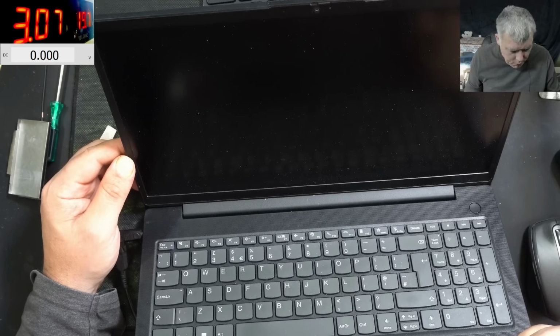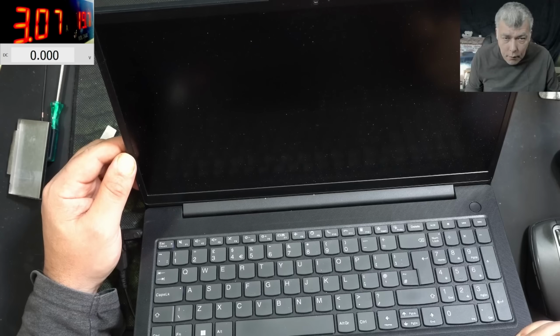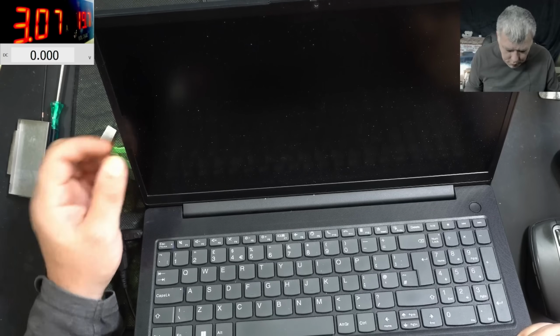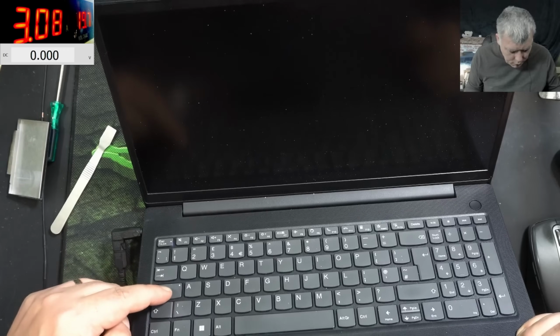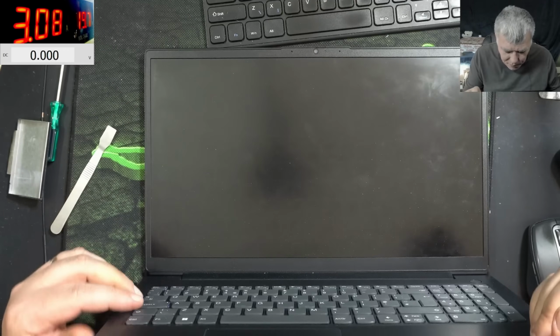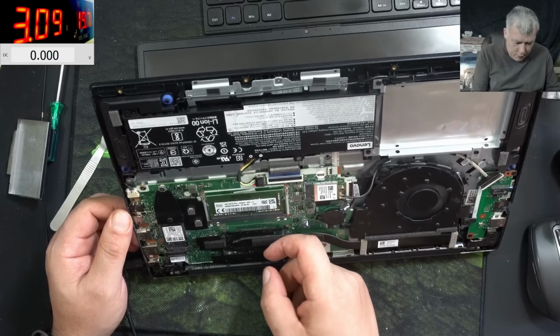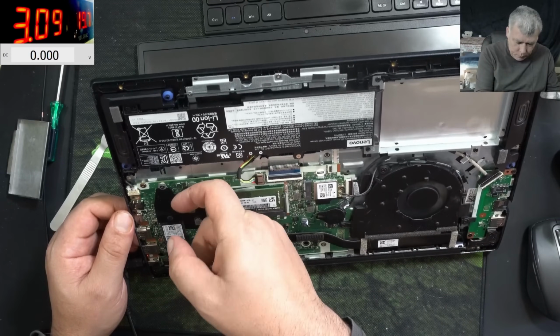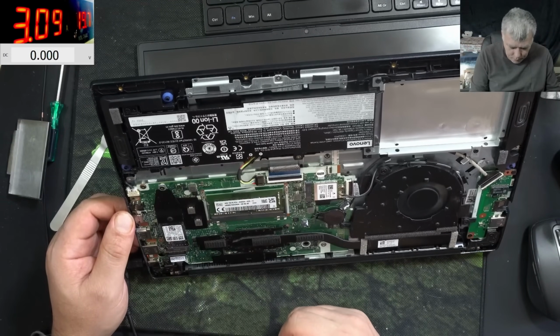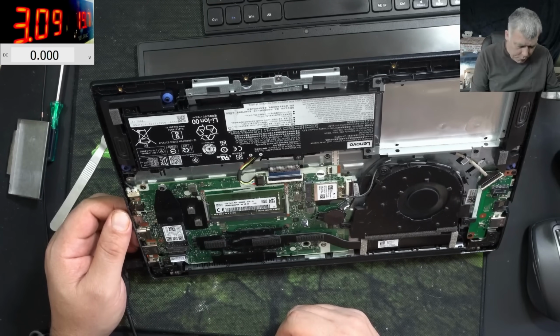It's taking like 3 amps. And it's doing exactly the same thing. Check here. So what can be the problem in this case? How would you approach this kind of fault?